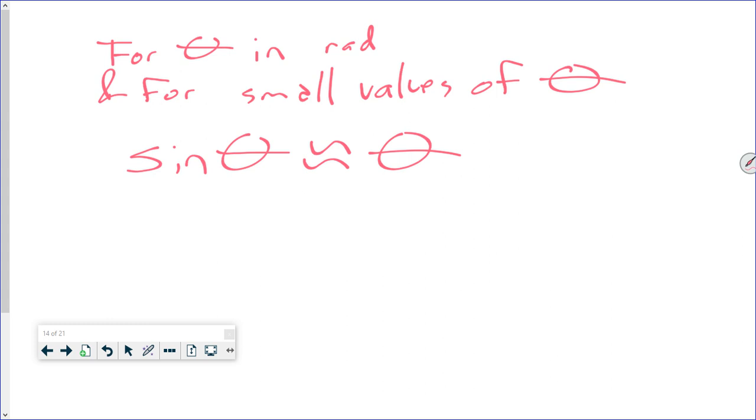So find the sine of 0.1 radians. It's basically 0.1, right? Okay. Do the sine of 0.2. It's like 0.199 something, right? So it turns out that if you have small values of theta, the sine of theta is approximately equal to theta in radians.